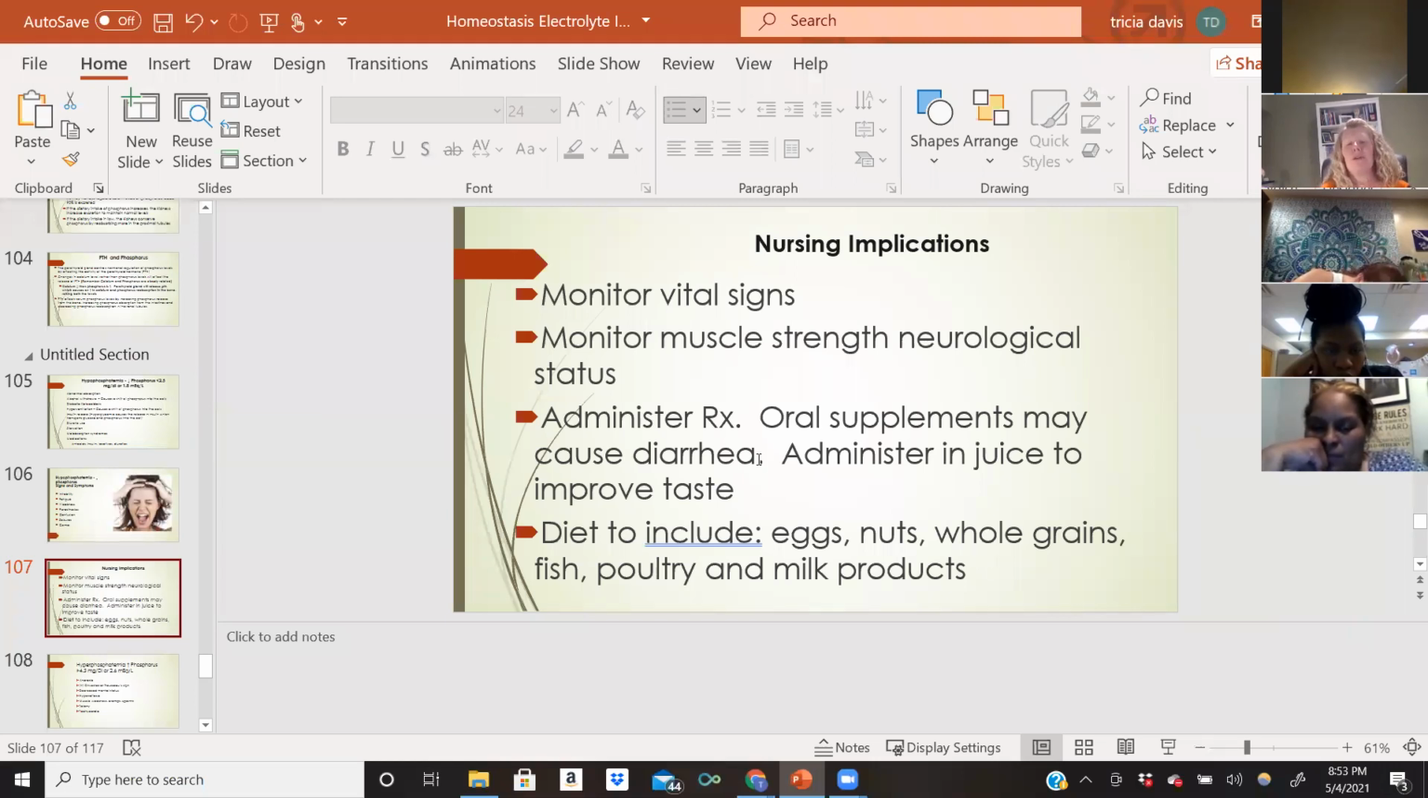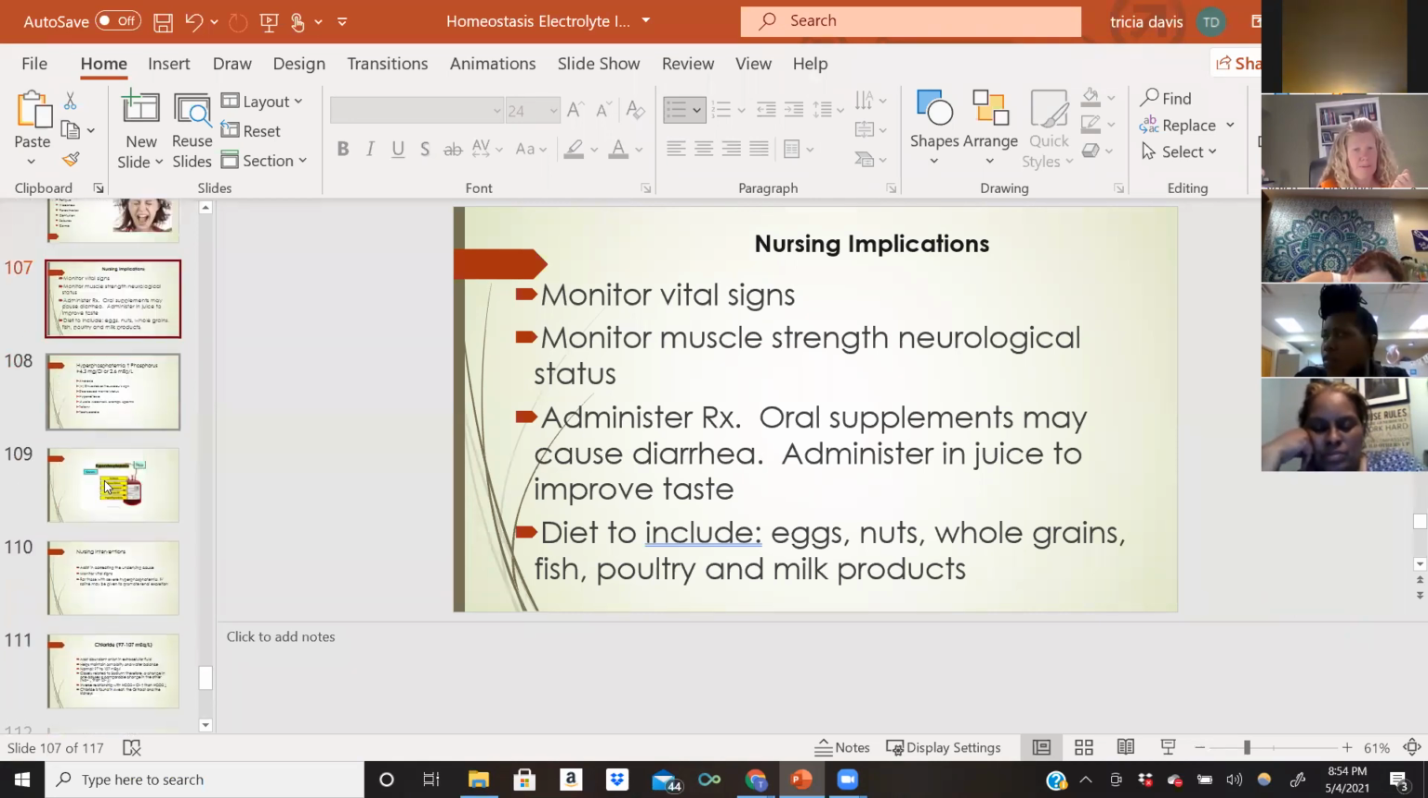These patients might be on fall risk precautions because they're weak and they're confused. So they're going to have those bed alarms on. And then you want to encourage them to include things in their diet that is going to bring phosphorus in. So eggs, nuts, whole grains, fish, poultry, and milk products.